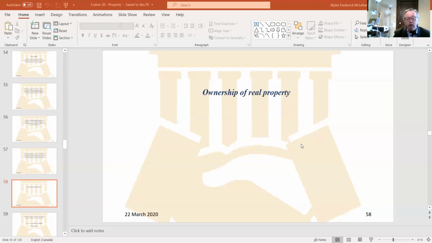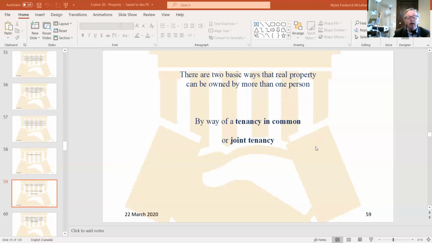All right, let's deal with the ownership of real property now. So that was leasehold. Now we're going to real property. There are two fundamental or basic ways that more than one person can own real property. The two ways are what are called a tenancy in common or a joint tenancy. Don't let the word tenancy confuse you. Tenancy in this context of real estate does not relate to leasehold. We're dealing with freehold, all right?